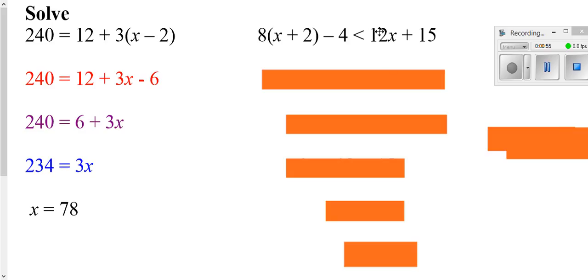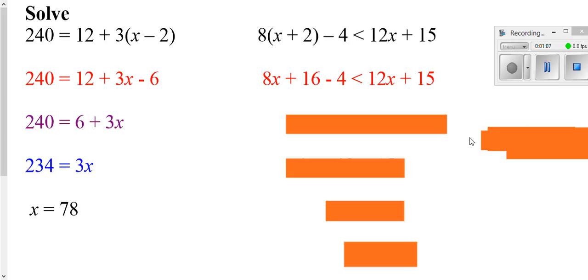Same idea over here with inequalities. But there is one thing you do need to be aware of in solving inequalities, and we'll get to that in a bit. So we're going to start off by distributing through the 8, collecting our like terms on the left-hand side, the 16 and the negative 4, no like terms on the right side. Now I want to try to get the x's on one side, because you'll notice I have x's on both sides, and I want to try to get the normal numbers on the other side.